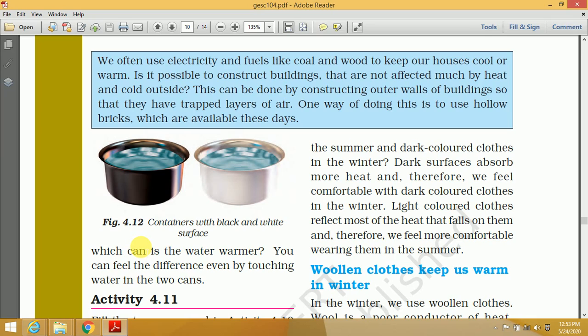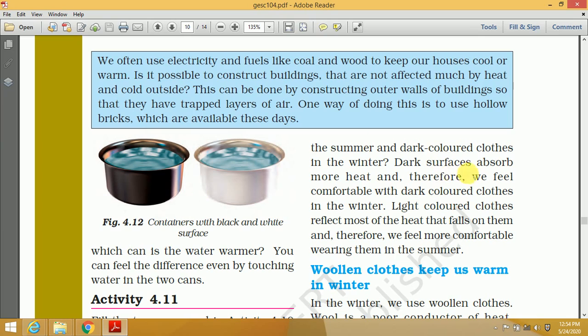So that is why we always prefer to wear light colored clothes in summer and dark colored clothes in winter, because in summers we do not want too much heat. Light colors absorb less heat, or they will radiate more heat. Similarly, dark colored clothes will absorb more heat. So that is why in winters we prefer dark colored clothes.